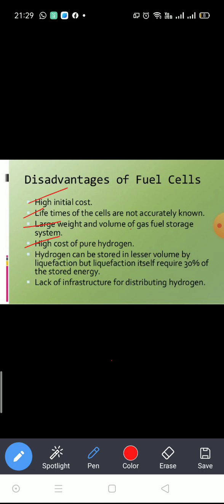Hydrogen can be stored in lesser volume by liquefaction. But liquefaction itself requires 30% of the stored energy. Last one is lack of infrastructure. So this was about the fuel cell that we have taken.